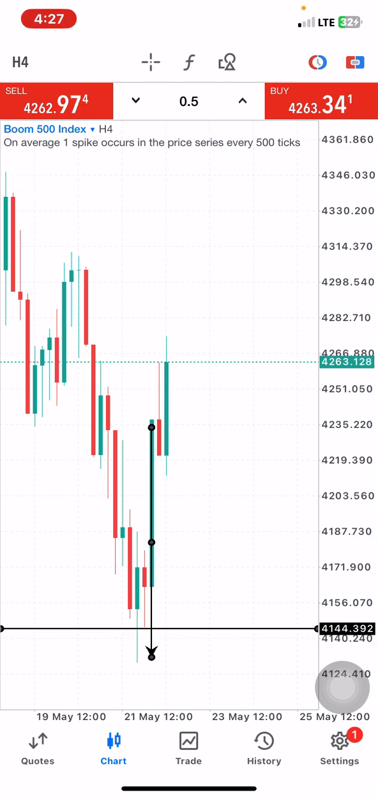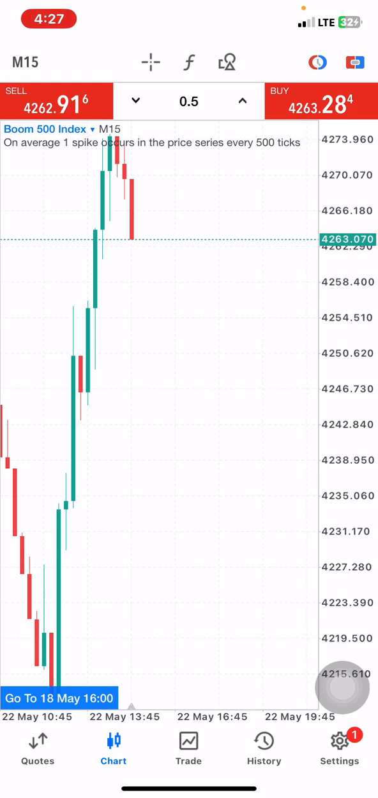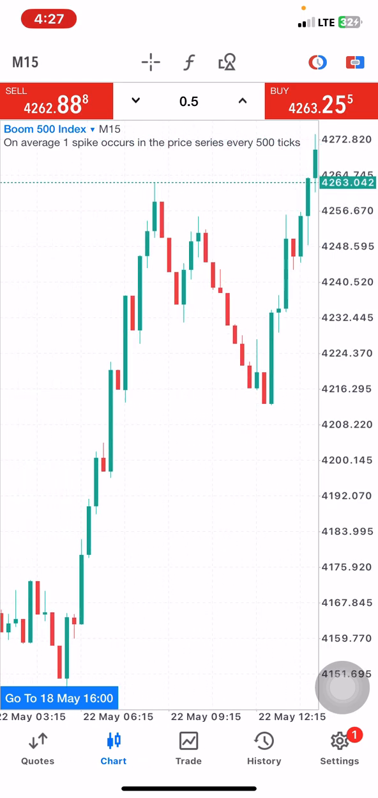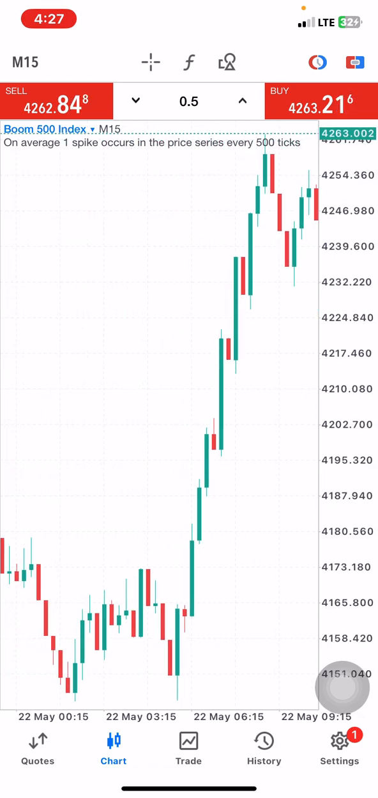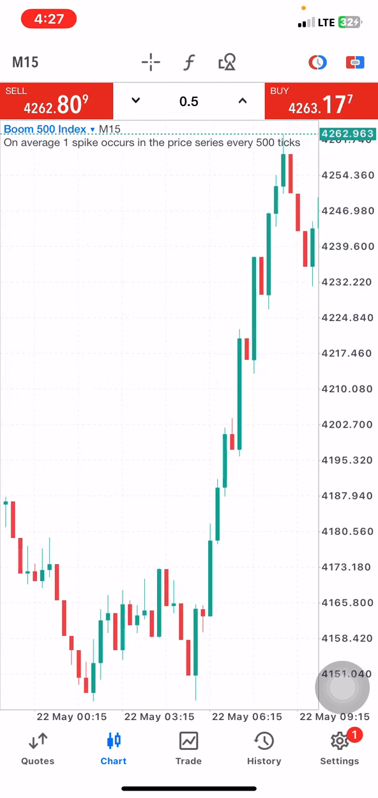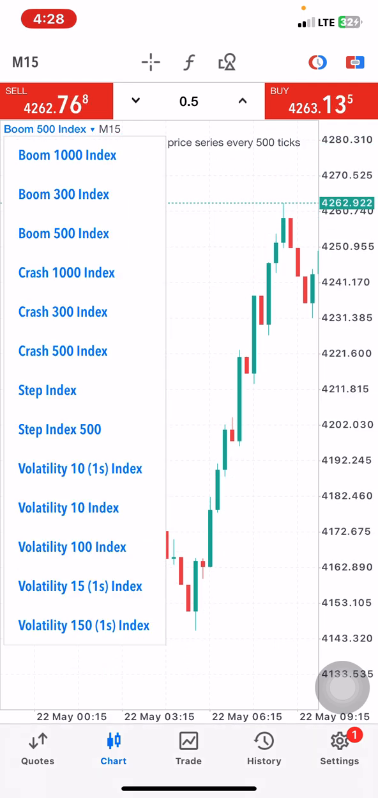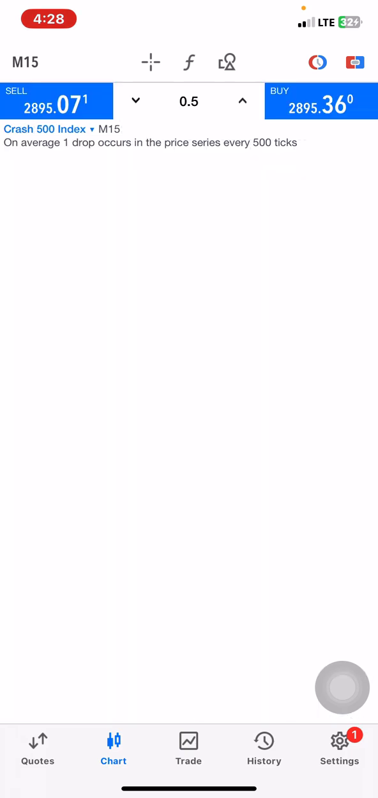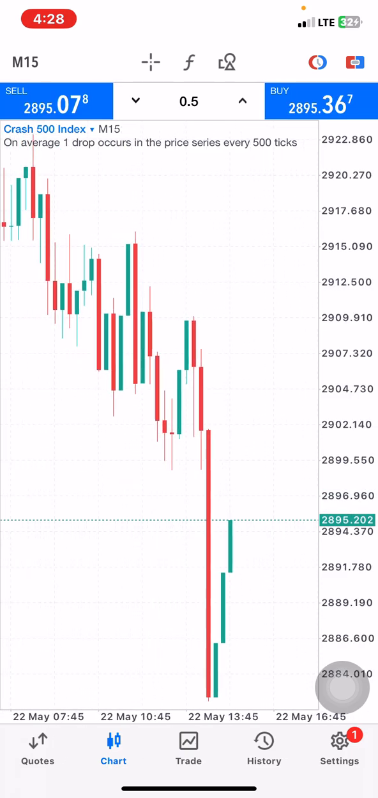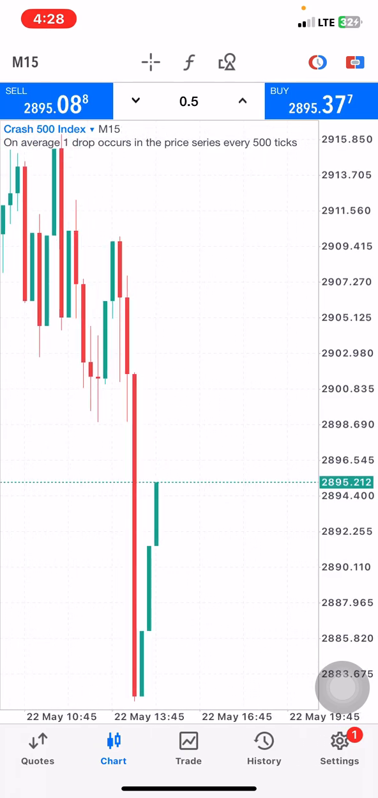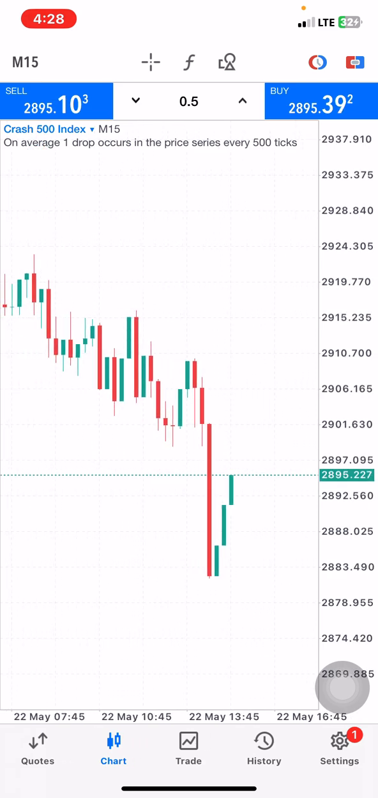And this you can call bullish engulfing candlesticks. You can call it that way. But it doesn't really matter that you know the name of the candlesticks. What matters is that you know what to do, to give you the mindset to enter the market at a particular point. So if you go to Crash 500, what you do is the opposite thing, and this is very easy.